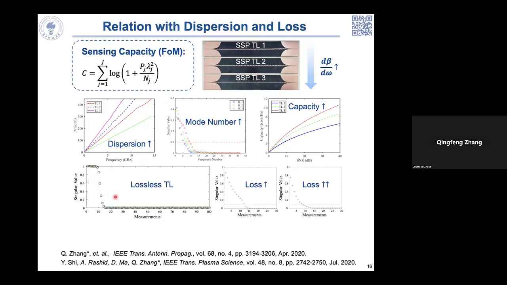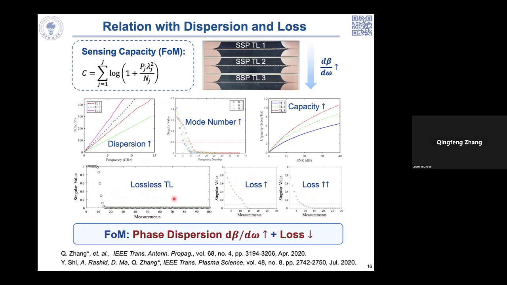And this figure shows the effect of loss. So the first figure shows the lossless case. If we don't have any loss, this figure shows the singular value distribution. And as we increase the loss here, we can see the singular values drop. So the capacity will drop, right? Further increase of the loss leads to a further drop of these singular values. So as a figure of merit, we need to enhance the phase dispersion of the transmission lines or antennas. And meanwhile, we should decrease the loss.